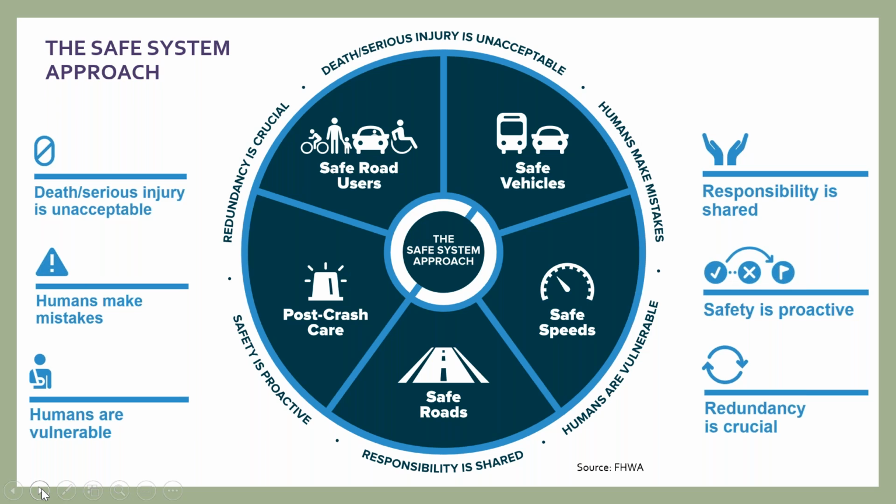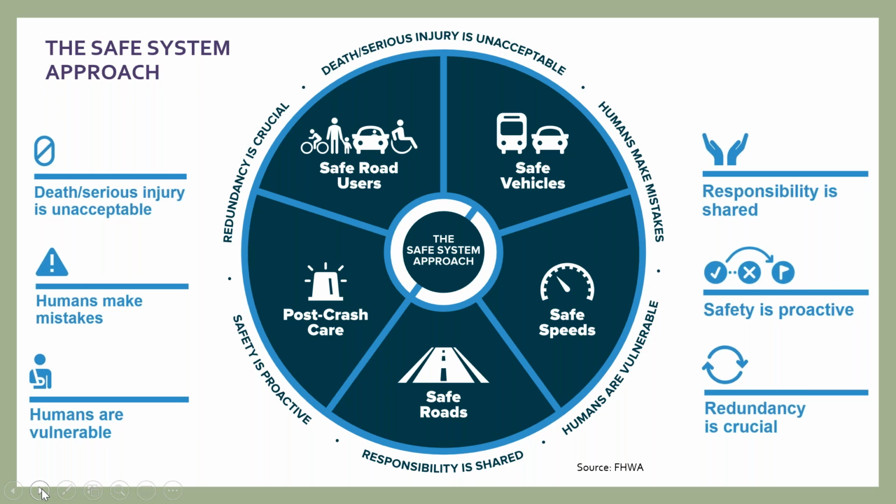And then the final two principles, safety being proactive, doing what we can to design safety into the system rather than being reactive to high crash locations. And redundancy is crucial. So safe roads alone cannot achieve a safe system. It really has to be all five of these elements working together. And we may never get to a point where each element by itself is ever going to be 100% foolproof. We will always have risks.